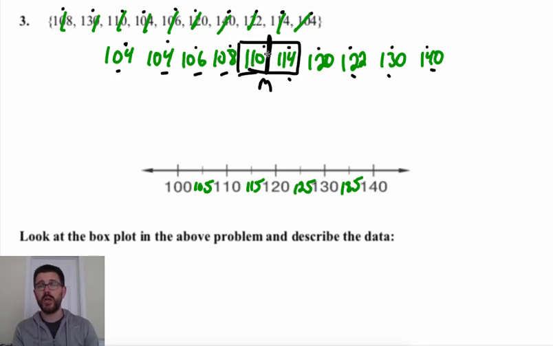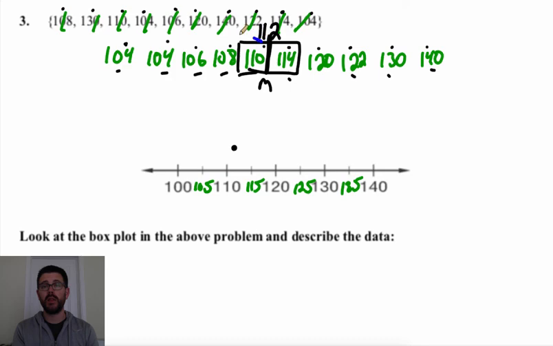Well, what's in between 110 and 114? That's going to be 112. So my median is going to be at 112. Now, here's the part that some of us got tripped up on in the measures of variation lesson. My median was in between the 110 and 114. So 110 wasn't my median, 114 wasn't my median.